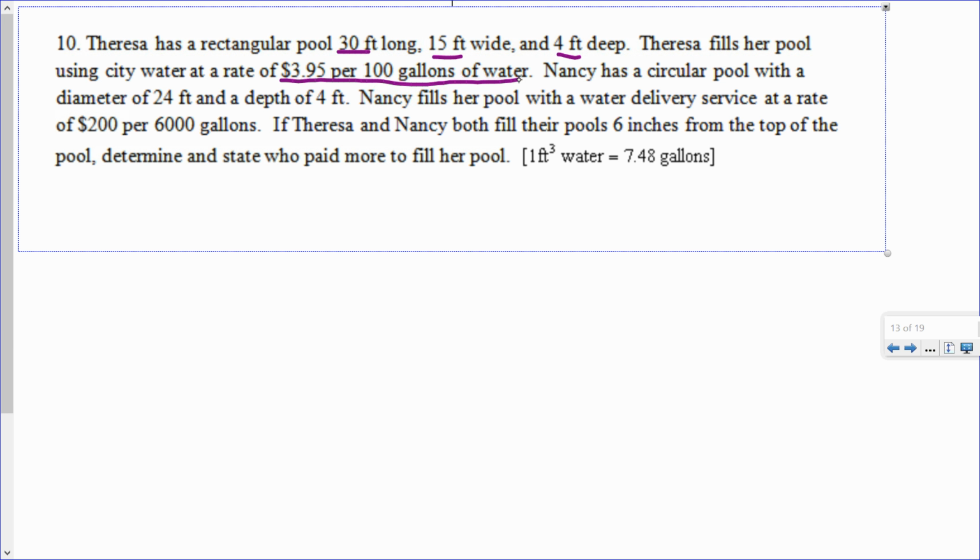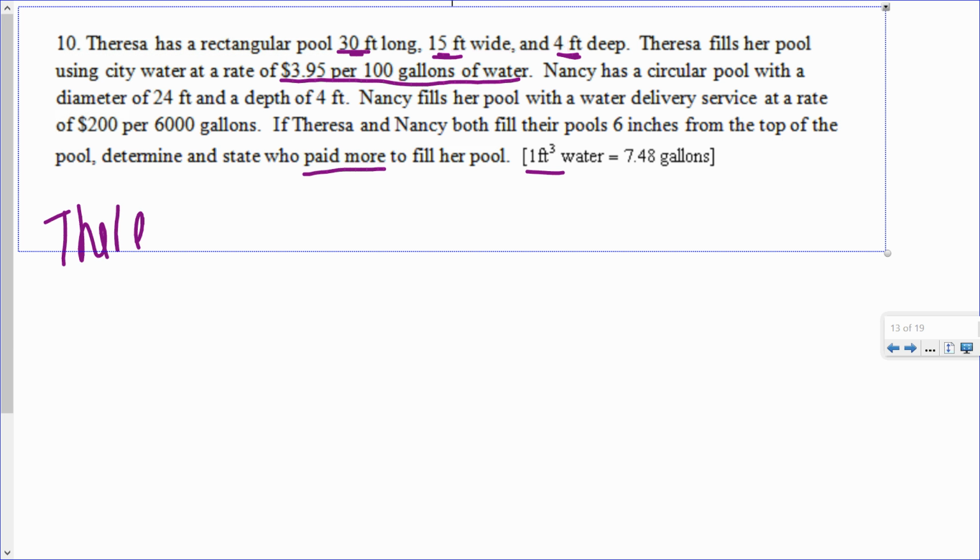If I scan down to the end, it's asking who paid more, so I need to find cost. So I need to check my units. I see feet. Do I see cubic feet somewhere? Yes. So my units are good in that respect. So let's start by finding for Teresa her volume.